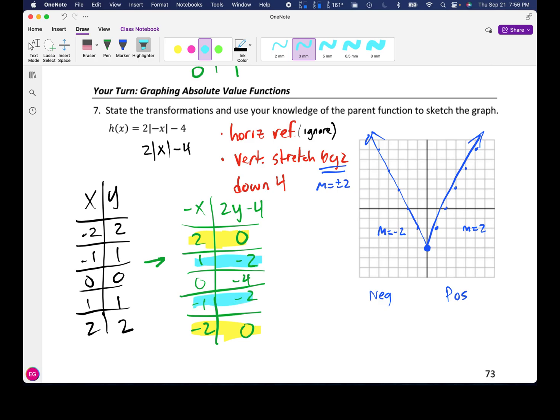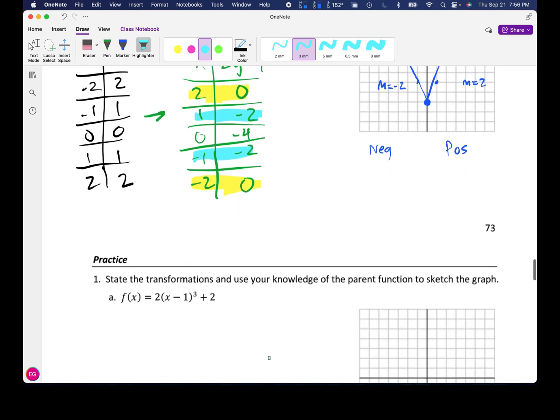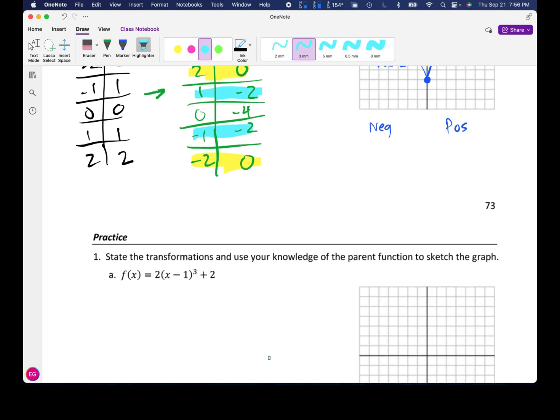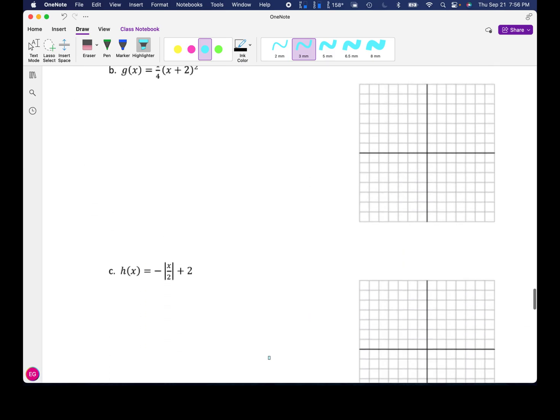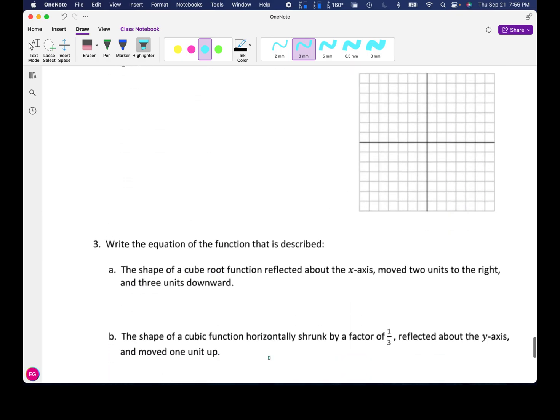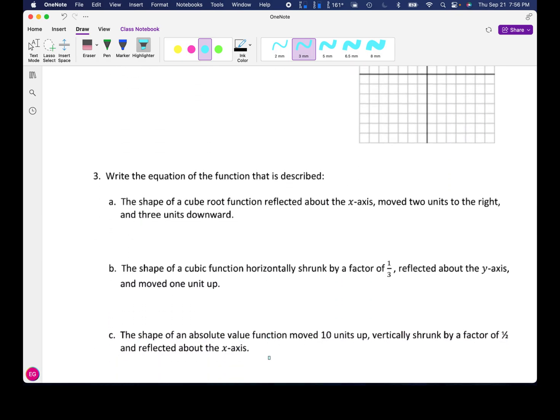All right, that was the longest video in the history of the world. You do not have any homework, but if you would like to do the practice, you totally can. There's some practice here, some practice, and some more of the practice with writing the equations. Just pay attention to which type of function it is.